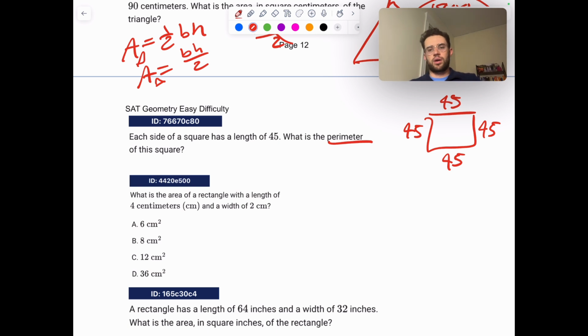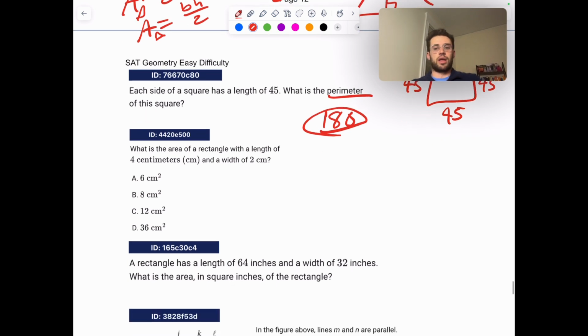45 times 4, well, 45 times 2 is 90, and then double that again, it's going to give you 180. It didn't give units, so just leave it as 180. Again, you can't bubble in units on the SAT.